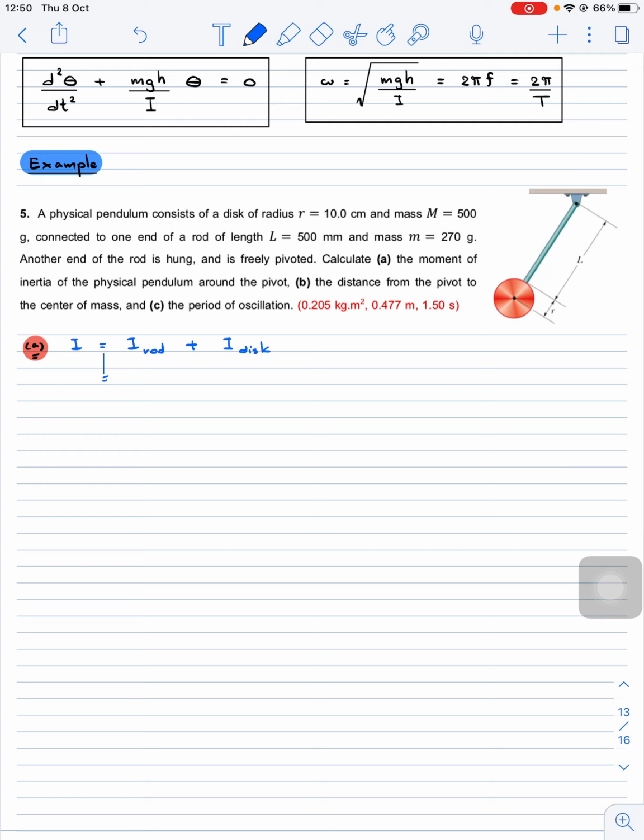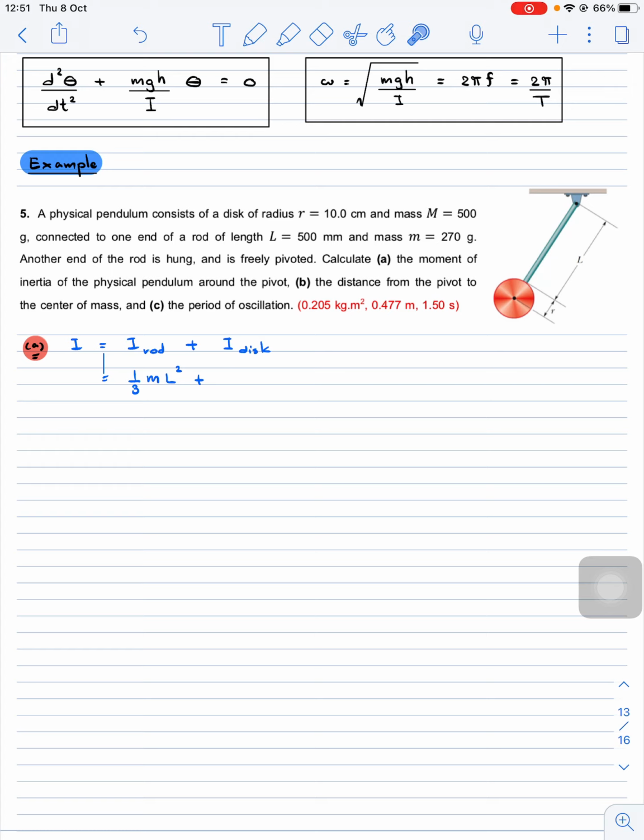We have the pivot at one end, so the moment of inertia of the rod is just equal to 1/3 times m, where m here is the mass of the rod, times the length of the rod squared, so we have L squared here. If you don't remember this equation, just review the rigid body part in the previous chapter, and then plus the moment of inertia of the disc.